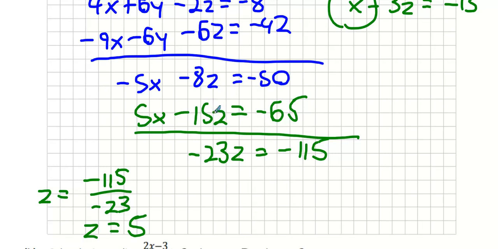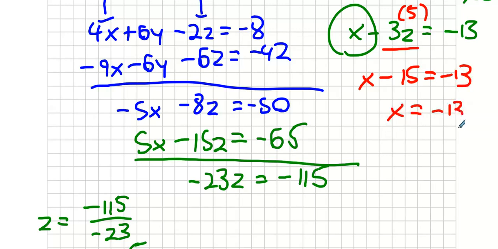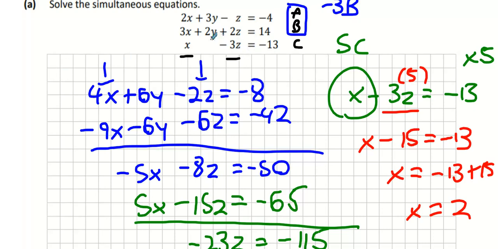Then I'm going to input that back into this equation up here. So it's going to be x minus 3 times 5, which is x minus 15 equals minus 13. X equals minus 13 plus 15, and x therefore will equal 2. And finally, I'm going to have to figure out what y is. So I'm going to use this equation here.